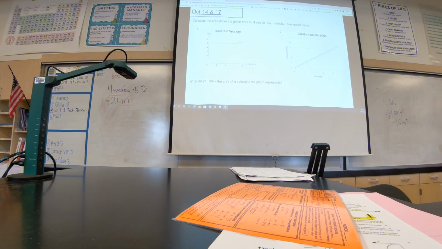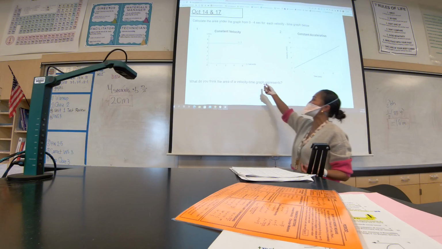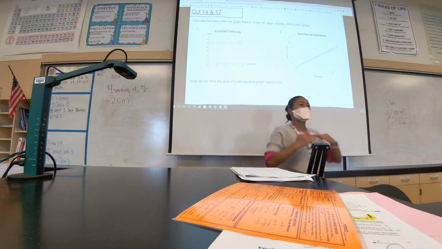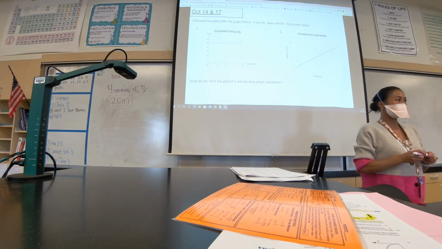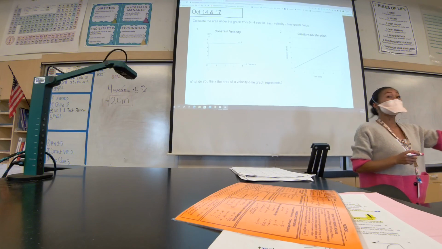All right, if we simplify this down, we do end up with 16, but the unit should be what? Meters squared? Just meters. So we've got 2 values that are in meters. What does that tell us about what the area under a velocity time graph represents? What do you think? Position.